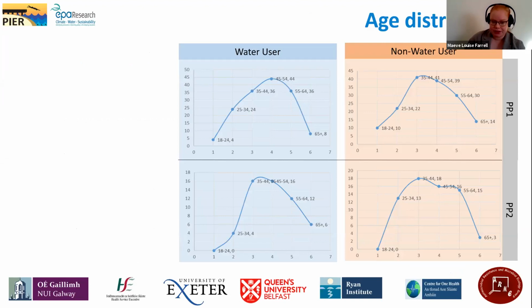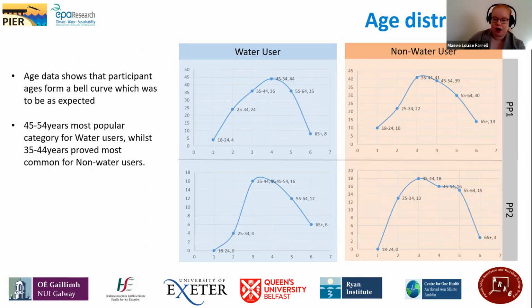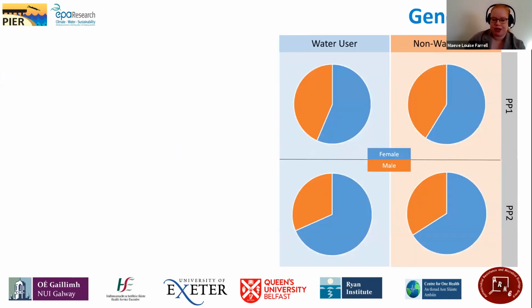So just to get into the age distribution, we had a bell curve shape, which was to be expected in line with other studies. For our water users, the 45 to 54 category proved most popular, while with our non-water users, the 35 to 44 category proved most popular. Unfortunately, we were lacking individuals in our 18 to 24 age categories, and we did attempt to rectify this by targeting the student population, but we found that middle-age groups were more happy to return packs.